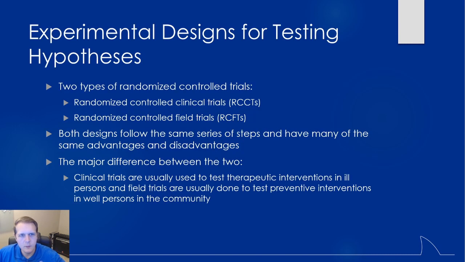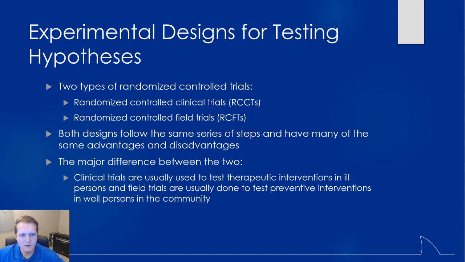Now let's switch gears a little bit and talk about designs for testing hypotheses. And so this is going to come down to our randomized controlled clinical trials, which we're very familiar with. And then slightly different is going to be our randomized controlled field trials. Basically the steps to produce these are pretty much going to be the same, and they'll have the same advantages and disadvantages. The main difference between the two is that typically clinical trials are looking to test some sort of therapeutic intervention in patients, say, for instance, with a disease state. Field trials are usually done for more preventative interventions, say, in well persons in the community.